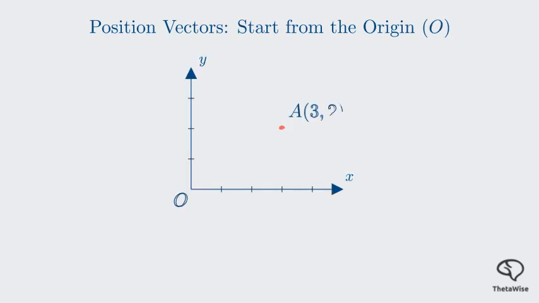Suppose we have a 2D coordinate plane with the origin O at 0, 0. Let's place a point A at 3, 2. If we want to describe the location of point A, we draw an arrow starting at the origin and ending at A. We denote this as the vector OA, or simply the underlined vector A. If point A has coordinates 3, 2, then its position vector is the column vector 3, 2. This tells us to move 3 units right and 2 units up from the origin.